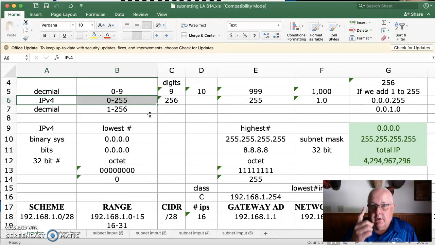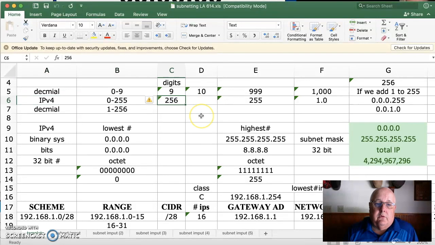Now, here comes the kicker. In the decimal world, that would be 255 numbers, correct? Really, in the decimal world and in the IP version world, that's 256. Because you see, ladies and gentlemen, 0 through 255 in the IP4 version world is really in the decimal world 1 through 256.